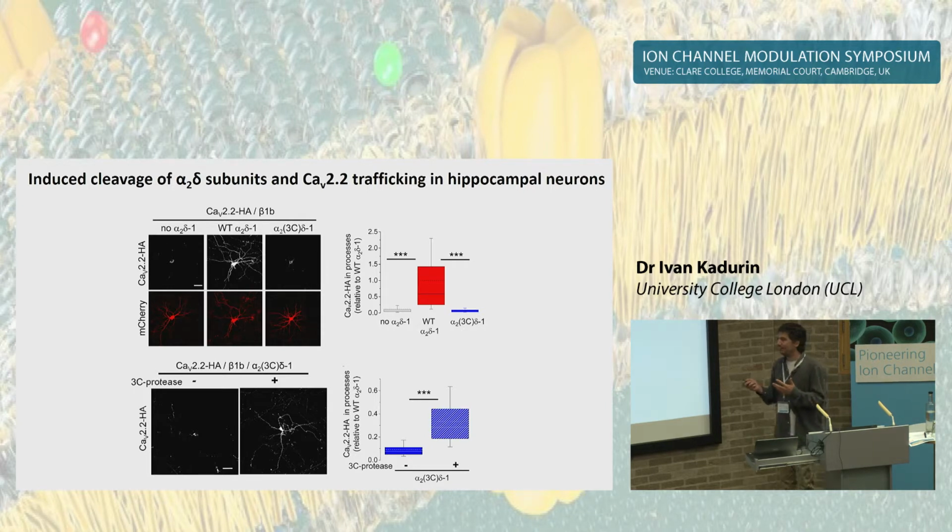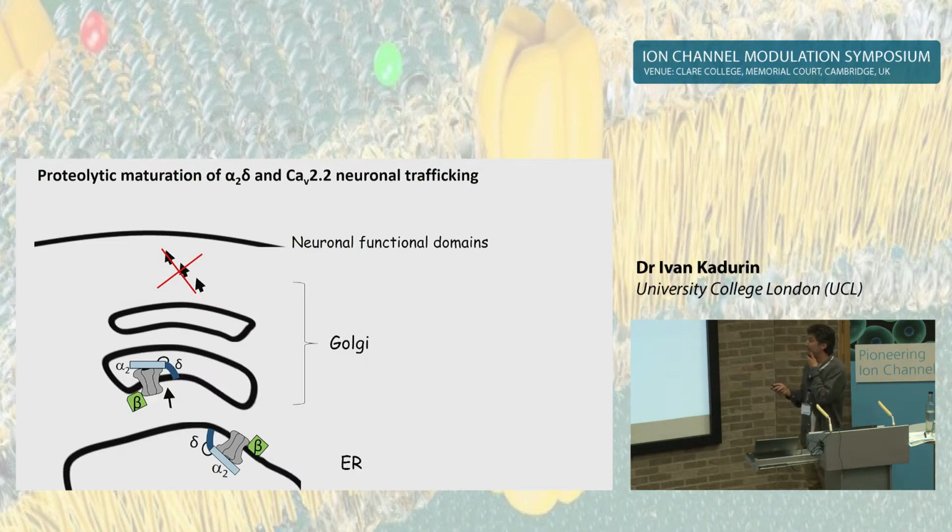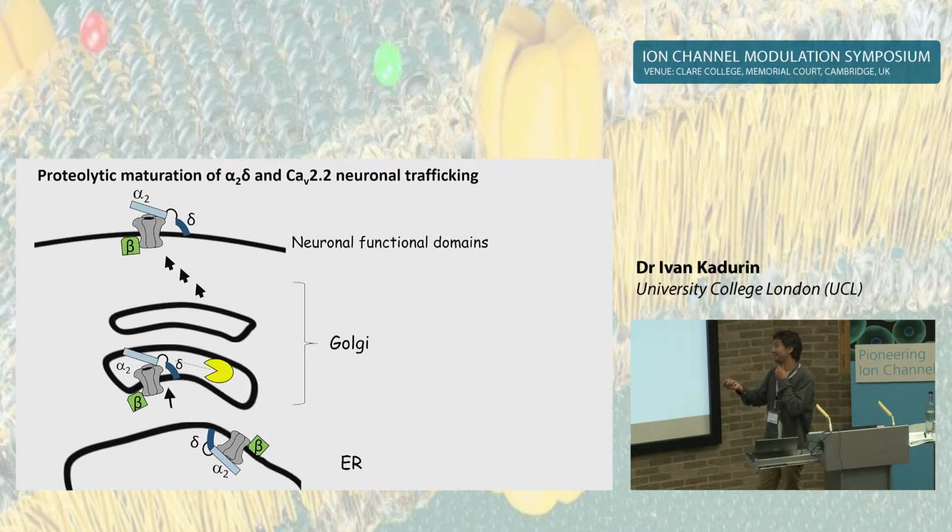And the rationale to explain it is that it's well known that neurons have a more sophisticated mechanism for control of trafficking, and there are more quality control checkpoint mechanisms. So we think that in an incorrect conformation, the channels associated with uncleaved alpha-2 delta are simply not trafficked. One explanation is that only active channels would go to the right place. So yeah, these are again schemes I made to explain what we found, which are very simplistic, but yeah.